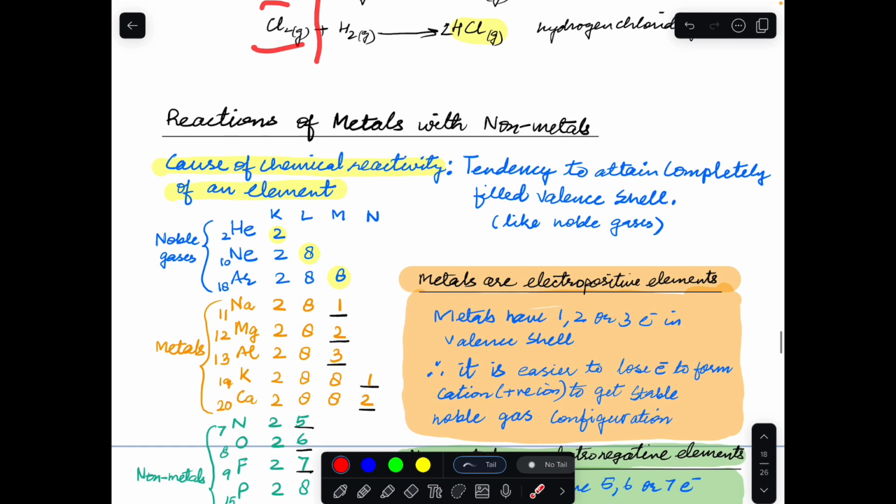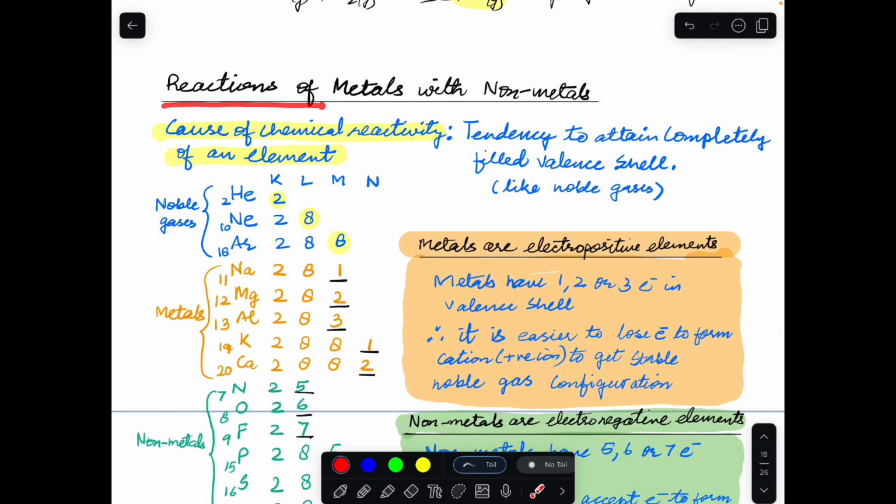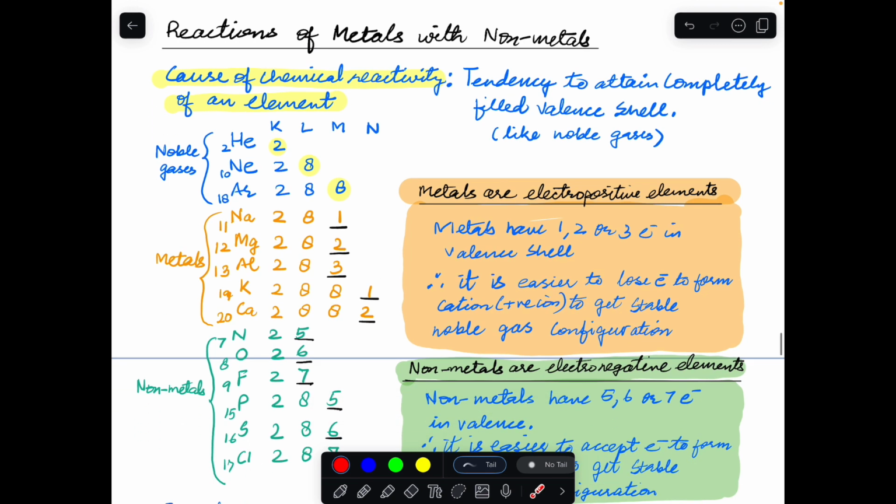Next is reactions of metal with non-metal. Till now, we have done reactions of metals and non-metals separately. Now we will discuss what will happen when a metal will react with non-metal. So before writing down the equation, understand a few things, and only then we will be able to decide what type of reaction it will be.